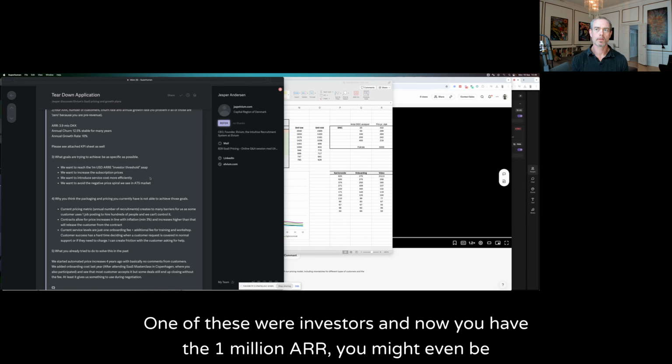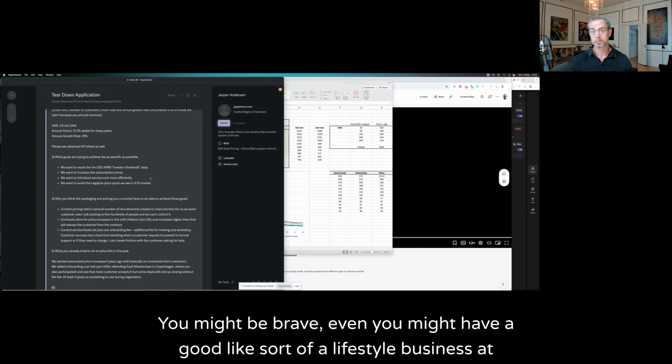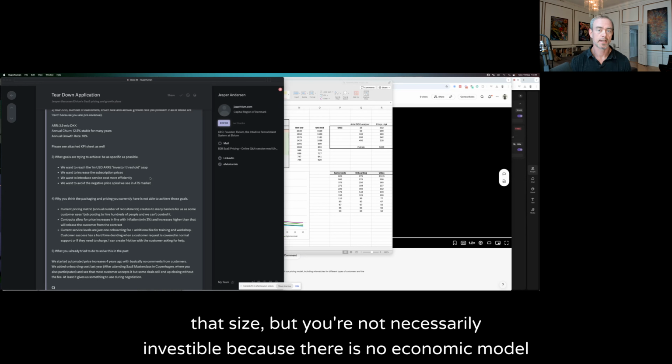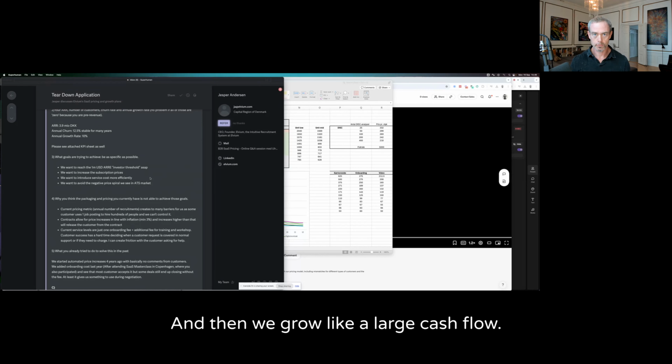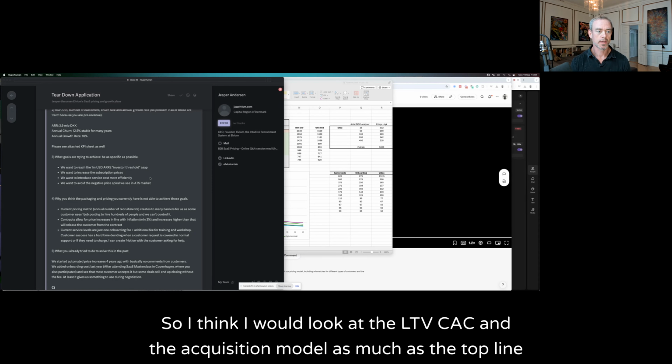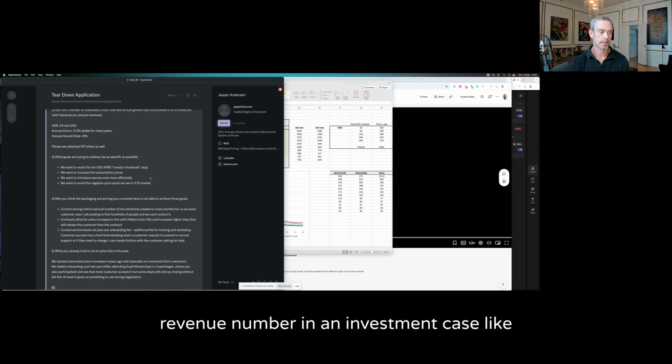So it's not one of these where investors see you have 1 million ARR, you might even be profitable, you might be break even. It's sort of a lifestyle business at that size, but you're not necessarily investable because there's no economic model that just needs capital, and then we grow like a large cash flow. So I think I would look at the LTV CAC and the acquisition model as much as the top line revenue number in an investment case.